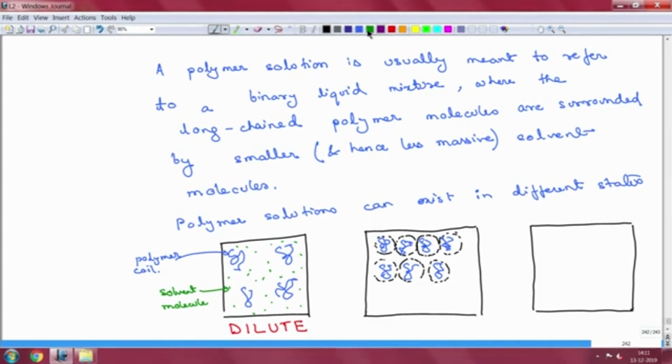So, the solvent molecules are so small that they are just around in the solution space. So, later on I am just going to leave out the solvent molecules because we know that they are really much less massive than the polymer molecules. So, this is also what is known as an intermediate stage or intermediate regime.